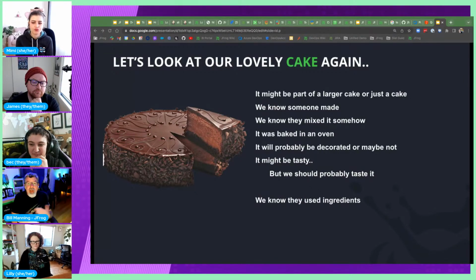We know the ingredients to make this cake were mixed. We know it was baked, unless it's a cold cake, which sounds weird, but we know it was baked at some point. All those ingredients were munched together and created something. We know that somebody probably decorated it, or maybe something did it for them. It looks pretty tasty, and I'm starving. But we know it was made up of ingredients, right?